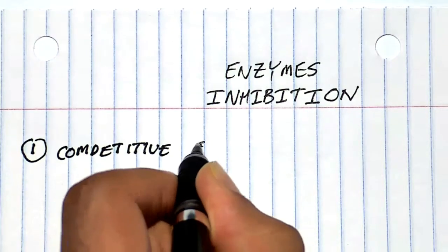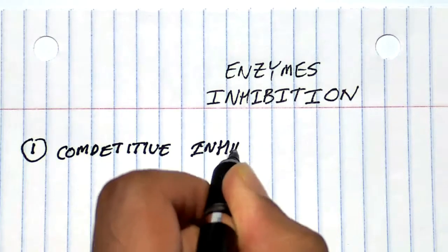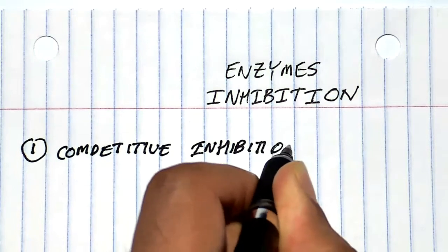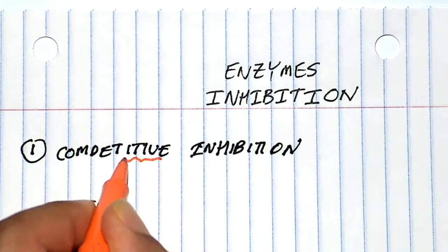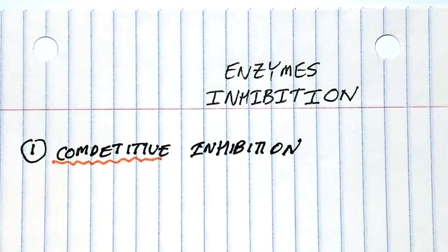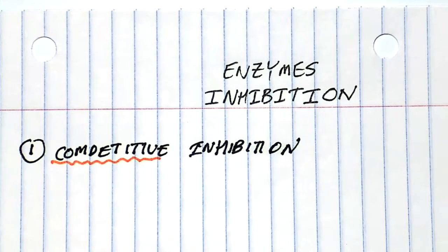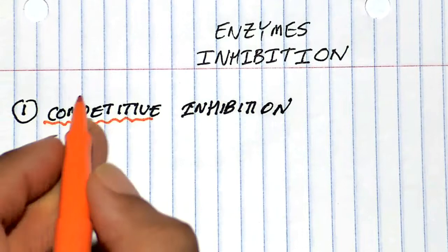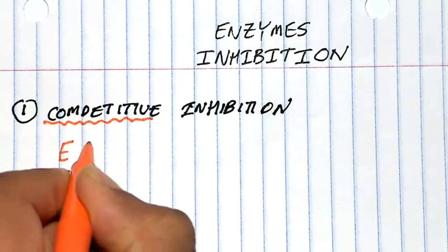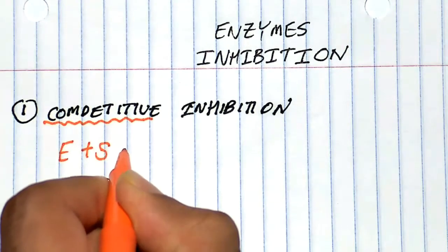And the reason why I articulate this as being the easiest is because of the term competitive. Okay? The term competitive implies that there's a competition for binding to the enzyme's active site. And in fact, that's really what is happening here. So let's go back to our Michaelis-Menten equation.